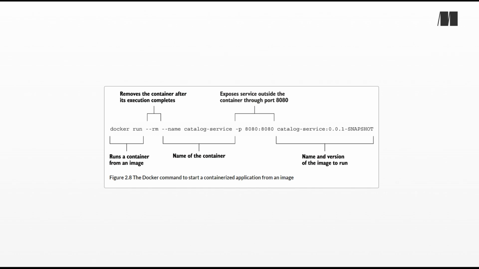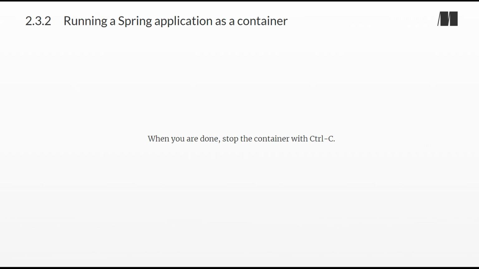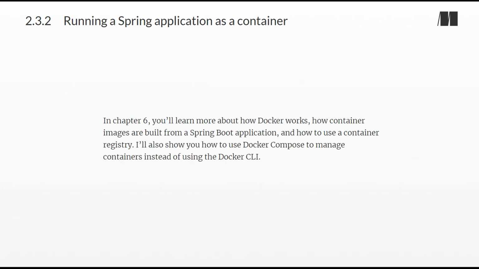Figure 2.8. The Docker command to start a containerized application from an image. Open a browser window, navigate to localhost:8080, and verify that you still get the same greeting you got earlier. When you are done, stop the container with Ctrl-C. In Chapter 6, you'll learn more about how Docker works, how container images are built from a Spring Boot application, and how to use a container registry. I'll also show you how to use Docker Compose to manage containers instead of using the Docker CLI.